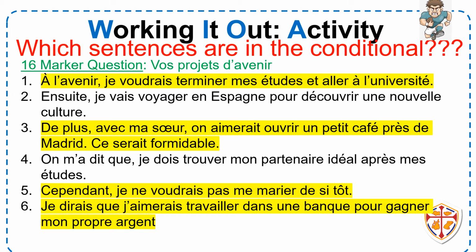Now that you have had time to look at those sentences and identify which ones are in the conditional, let's see number 1. Number 1 reads, "À l'avenir, je voudrais terminer mes études et aller à l'université." We can see that they have used voudrais, which is in the conditional tense, followed by the infinitive terminer, therefore this is correct.